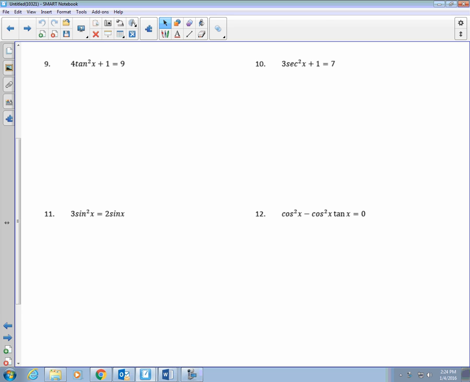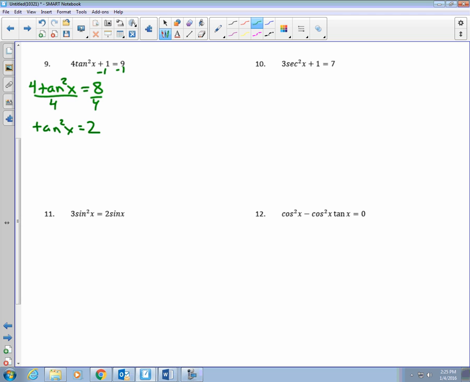So, the nice thing is you all know where to start. As we look at problem number 9, what's the first thing we do to start? We subtract 1. We get 4 tangent squared of x is equal to 8. Then what? Divide by 4. Tangent squared of x is equal to 2.